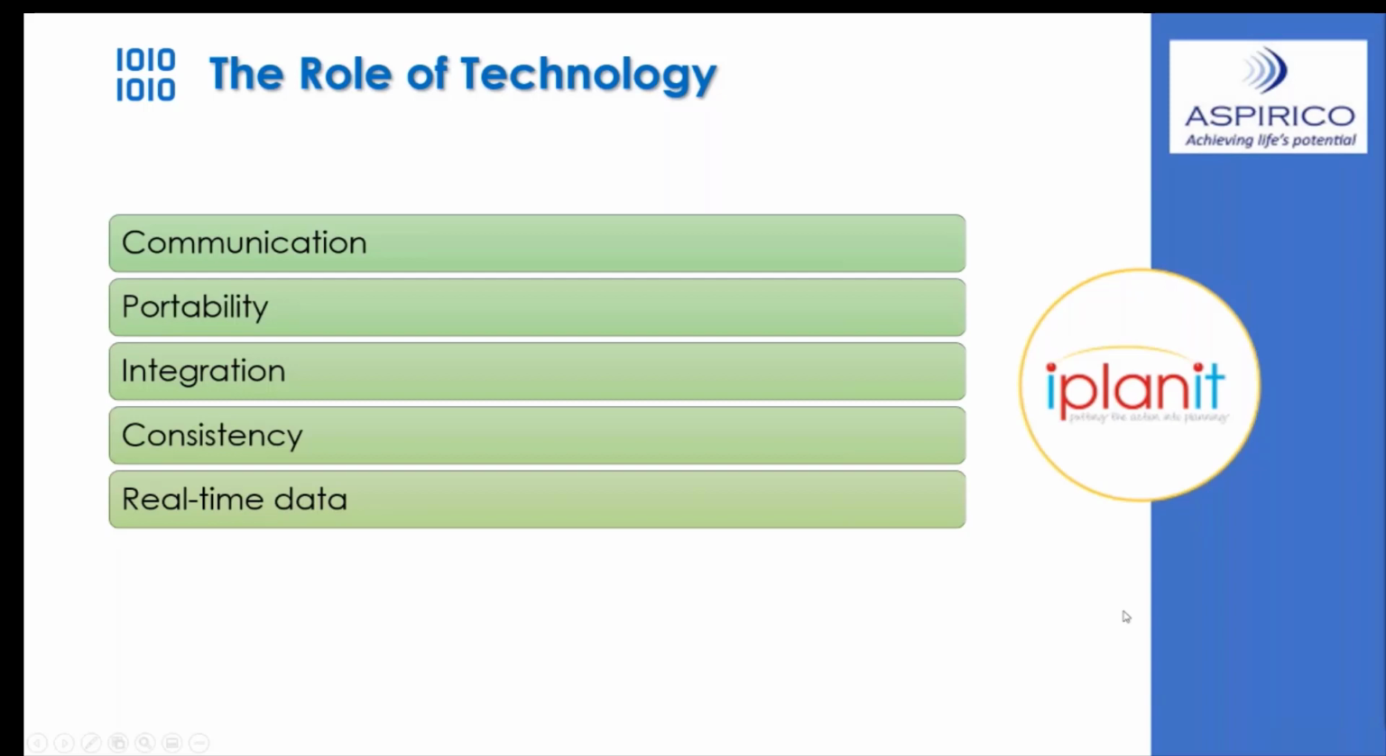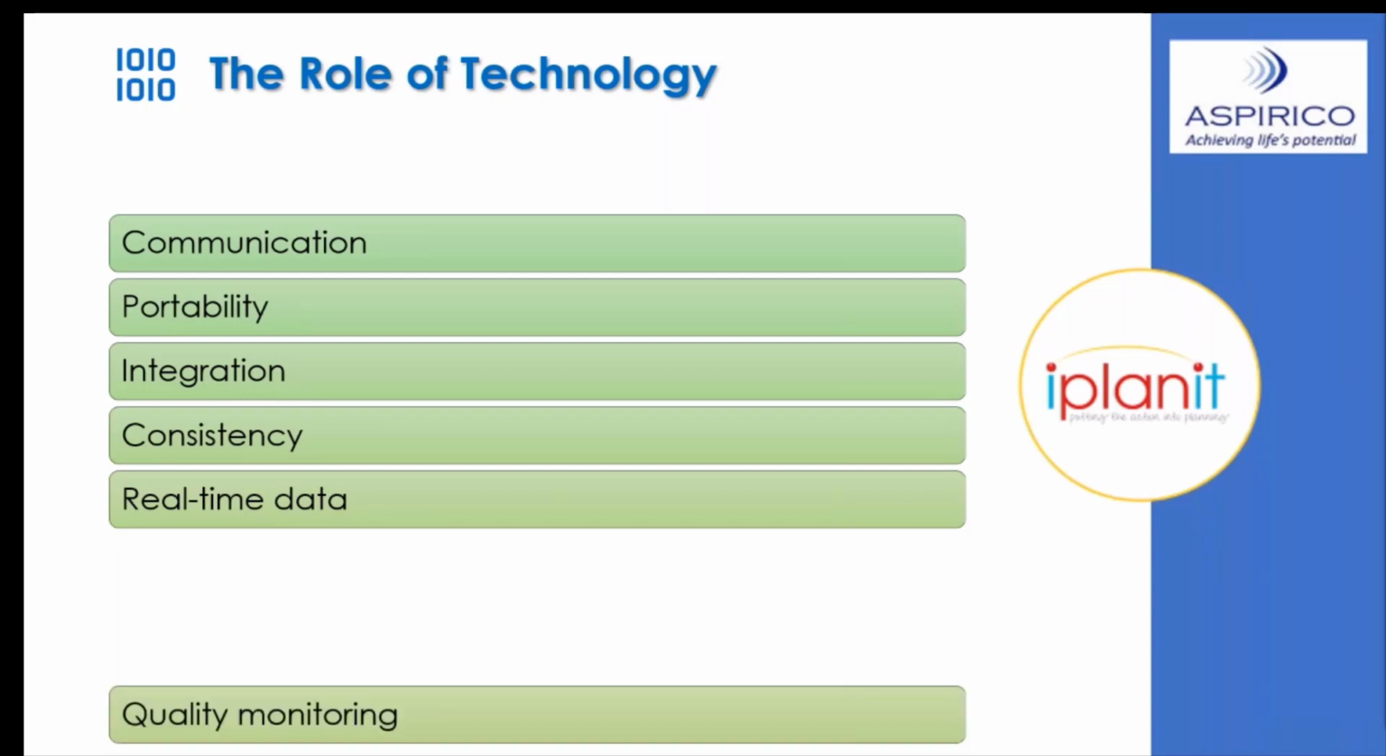A person who may have attended respite 6 months ago may have a different set of goals by the time they come back into the service. So we need to ensure that information and data is reflective in real time.